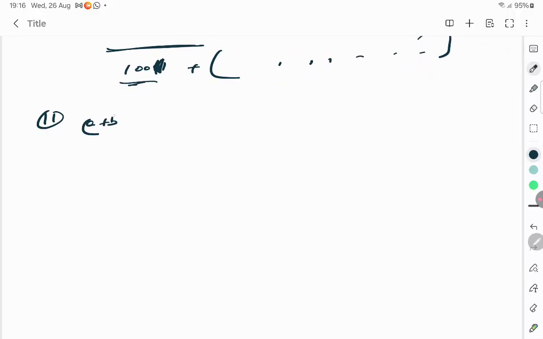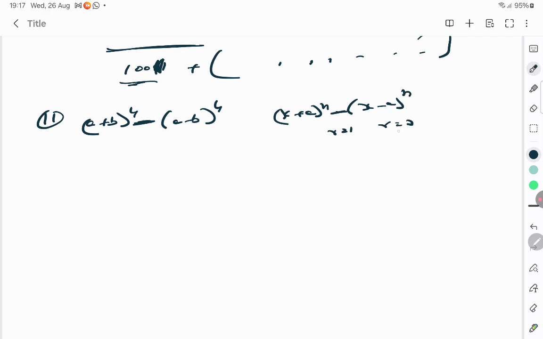So (a plus b) the whole to the power 4 minus (a minus b) the whole to the power 4. So this is with the subtraction symbol. We already memorized the formula for (x plus a) the whole to the power n minus (x minus a) the whole to the power n. With subtraction, only r is equal to 1 and r is equal to 3 will come, and all will come twice. So 2 into, n is 4, 4C1 plus 4C3. That's all that can come here.